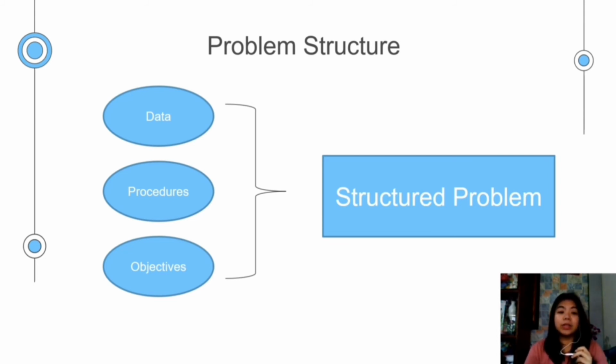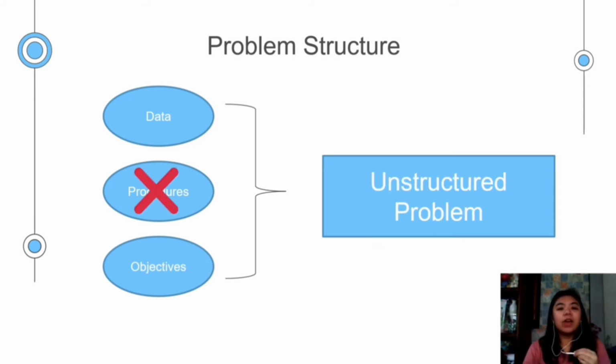So pag alam mo yung data, procedures, and objectives, it is a structured problem. An example of this is payroll calculation because you can identify the data for calculation for payroll, you can identify your hours worked, hourly rate, withholding tax rate, and so on. Also, your payroll procedures are known with certainty. And then lastly, you will be able to know the objective, which is to discharge the firm's financial obligation to its employee.